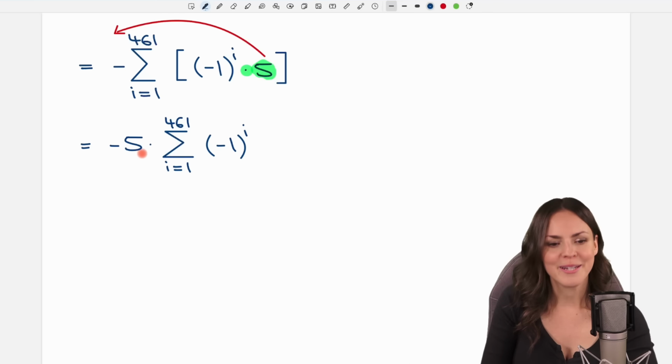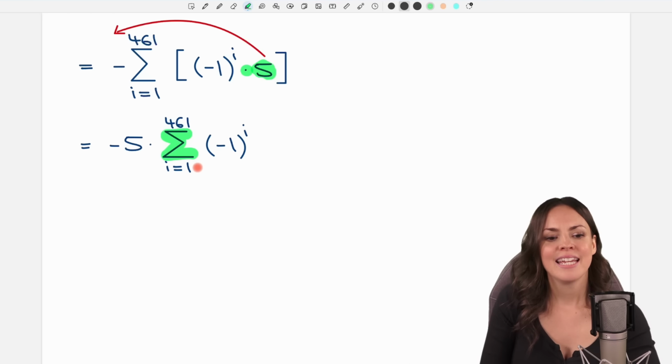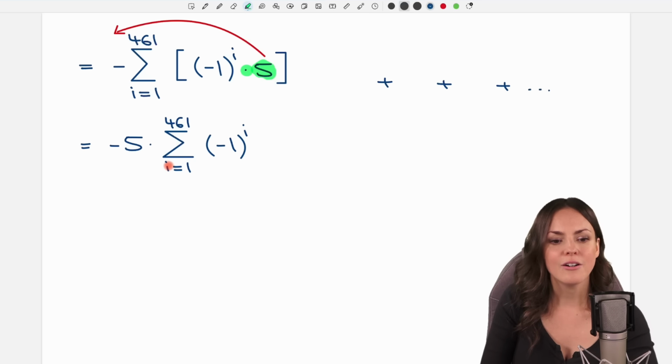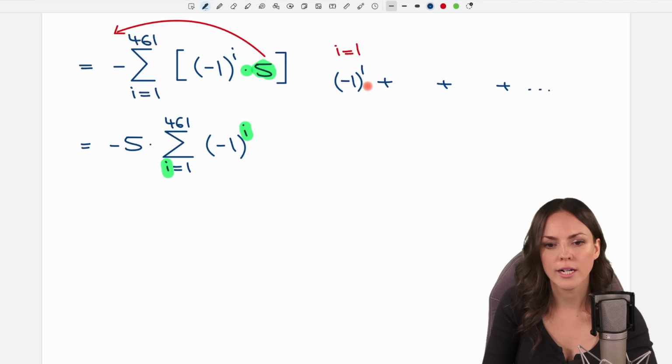Okay, but now we're going to take a look at sigma. Sigma is just a short version of a sum. So this thing, what we see here, is actually a sum. So something plus something plus something plus something and so on. And our sum starts at I equals 1. So the first thing is I equals 1. And if we set I equal to 1, we have negative 1 raised to the power of 1 here.